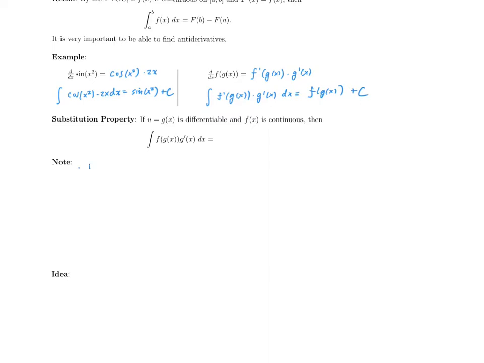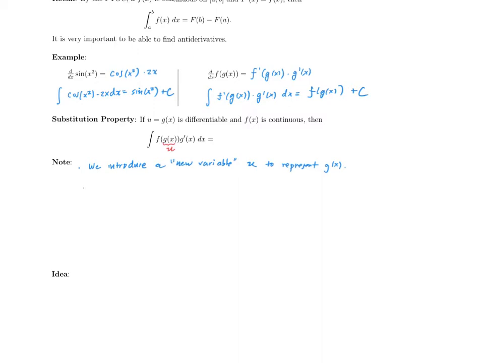So the first observation we want to make is we introduce a new variable u to represent the function g of x. So in terms of our integral that we start with on the left, g of x is going to simply become u. And what we would like to do is take this integral that starts off all in terms of x's and rewrite it so it only involves u's.